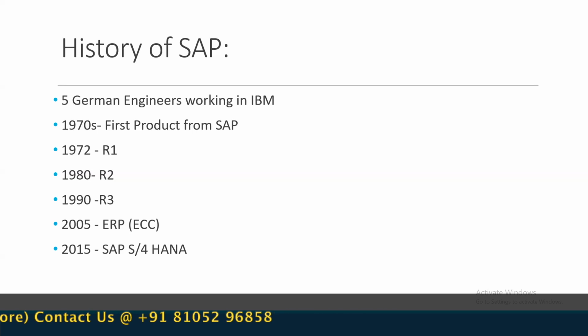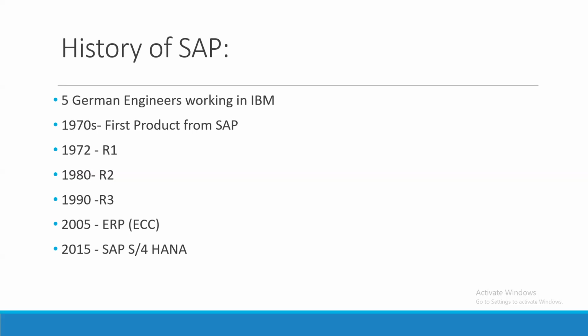So what happened? Later on, the client rejected this project, but these 5 employees or engineers were still requesting IBM, "Let us continue, because this is going to have a great future going ahead. So let's develop this particular software." But IBM rejected. So what happened? They resigned from this company, and then they started their own company, which became SAP.